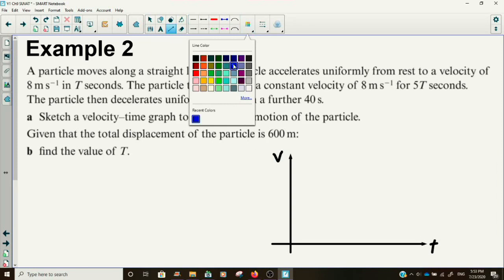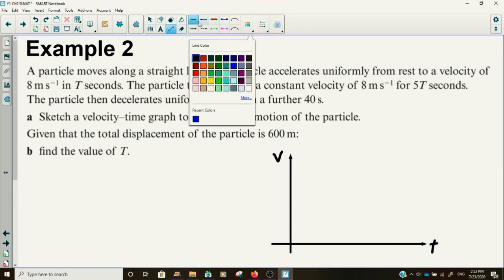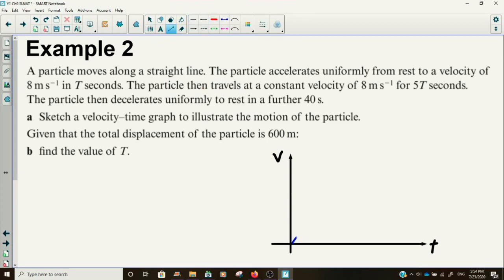Okay, so I don't think that worked. Let's try that again. Right, so accelerating from rest, and then constant velocity, and then decelerating. There we go.